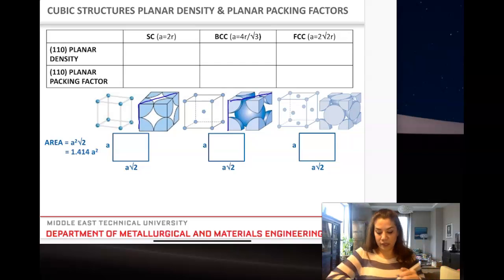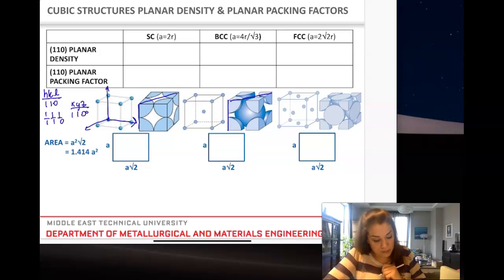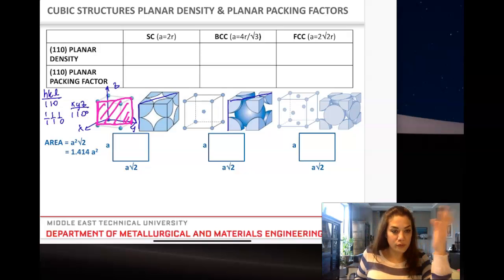This time the 110 plane. Again, I'm going to write down the hkl, 110, and if I take 1 over 1, 1 over 1, 1 over 0, the XYZ intersections are 1, 1, infinity. So if these are my XYZ dimensions, my plane is intersecting with X at 1, intersecting with Y at 1, and it's parallel to Z. It is this plane. We already saw how to find this specific plane from the Miller indices.